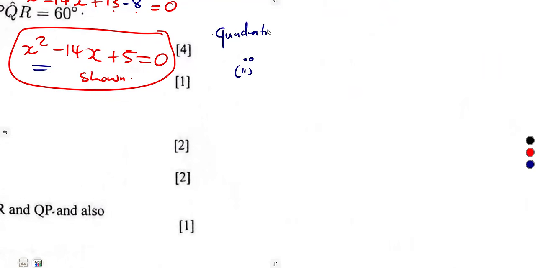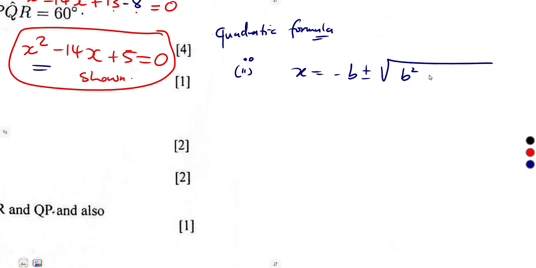The quadratic formula. You're dealing with a quadratic equation. So x is equal to minus b plus or minus the square root of what? b squared minus 4ac, over 2a. So that is it. Our a from here, that is the coefficient of what? x squared. So this is a, this is b, this is our c.